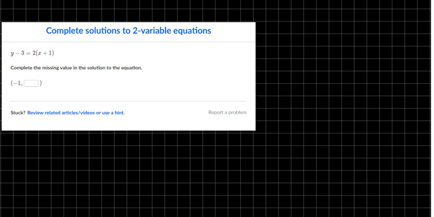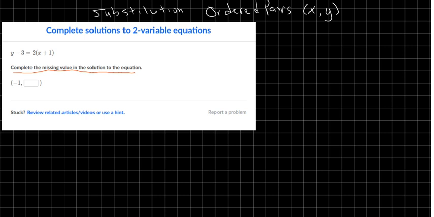Okay. The problem says, complete the missing values in the solution to the equation. So again, we're going to use that. What was it? Do you remember? Substitution and ordered pairs. And what are the ordered pairs? What's the order? It's x is first and y is second. That's easy to remember if you know your alphabet song, because A, B, C, D, E, F, G, X, Y, Z. Okay? And if we have a third one, then it's going to be Z. It really is. If we have a triple coordinate here.